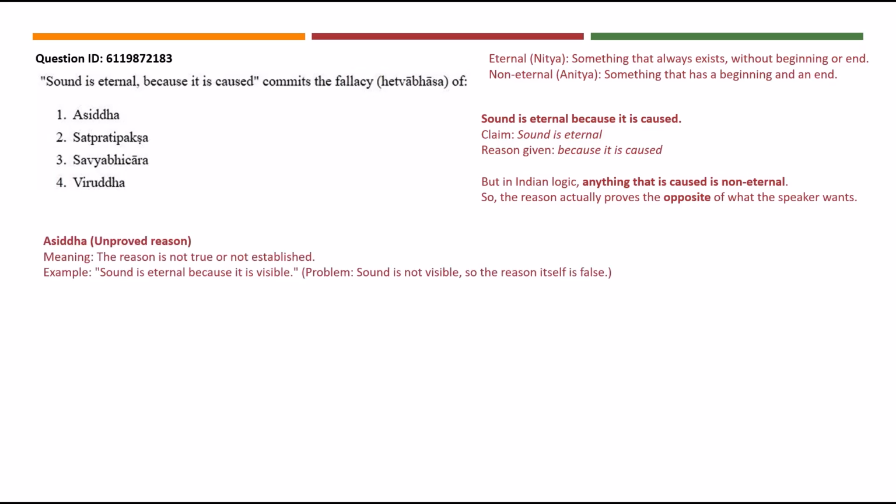Let's get into the options. Asiddha is an unproved reason. The reason is not true or not established. An example of such a statement will be: sound is eternal because it is visible. Here the problem is sound is not visible. So the reason itself is false. When the reason is false, that becomes an unproven reason, that is asiddha.